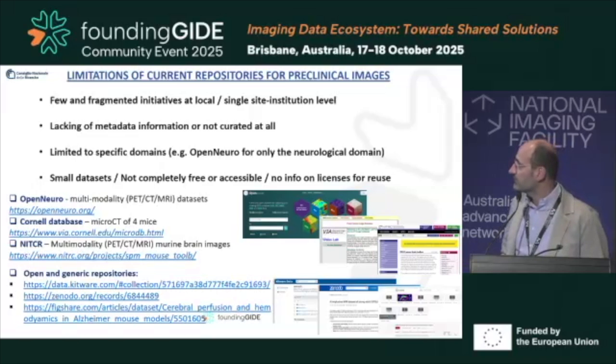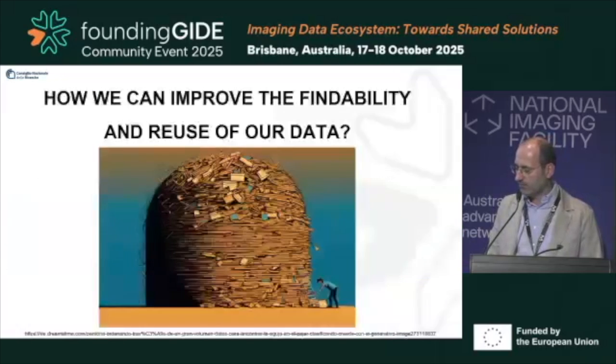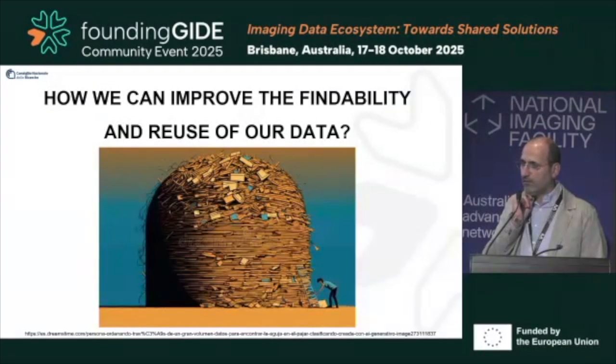Here I just provided some examples of more specific repositories, or other open and generic ones like Zenodo or Figshare and so on. So there are other types of repositories that allow you to put your data, but from which it's very hard to find them or to get enough metadata information. So the question that we may have is how we can improve this in order to make the data that we are producing more findable.